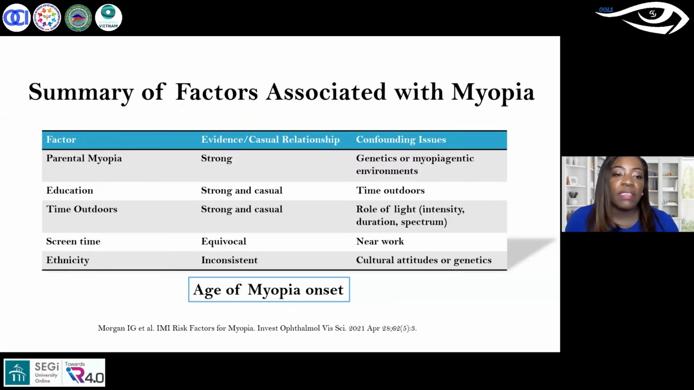Education is also important. Time outdoors, screen time, as I said, we're still not sure about that. And then the ethnic background, which was interesting to me. It's not the ethnic background itself, but more the cultural attitudes of that particular group. It seemed that particular group might be more involved in education or strongly believe in education, which is more of a strong causal relationship with myopia. And again, as I mentioned, a strong predictor is the age of myopia onset.